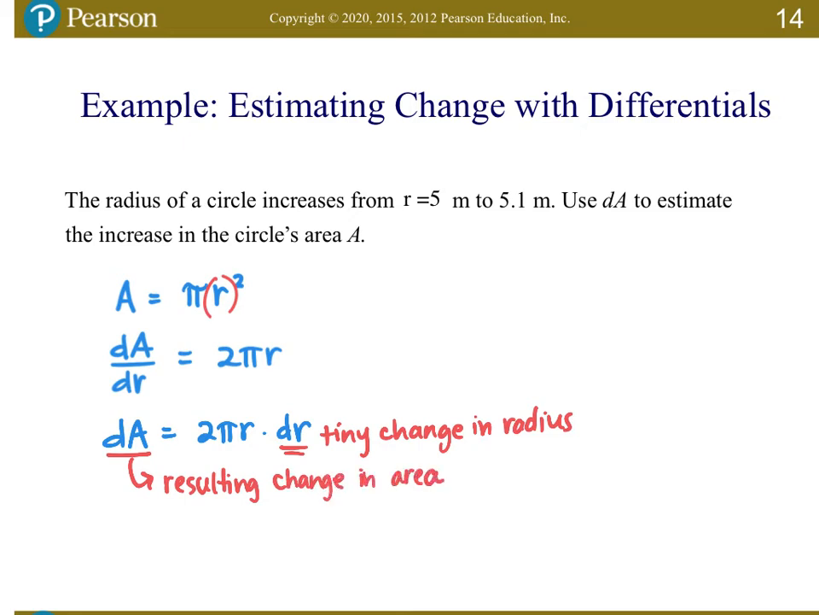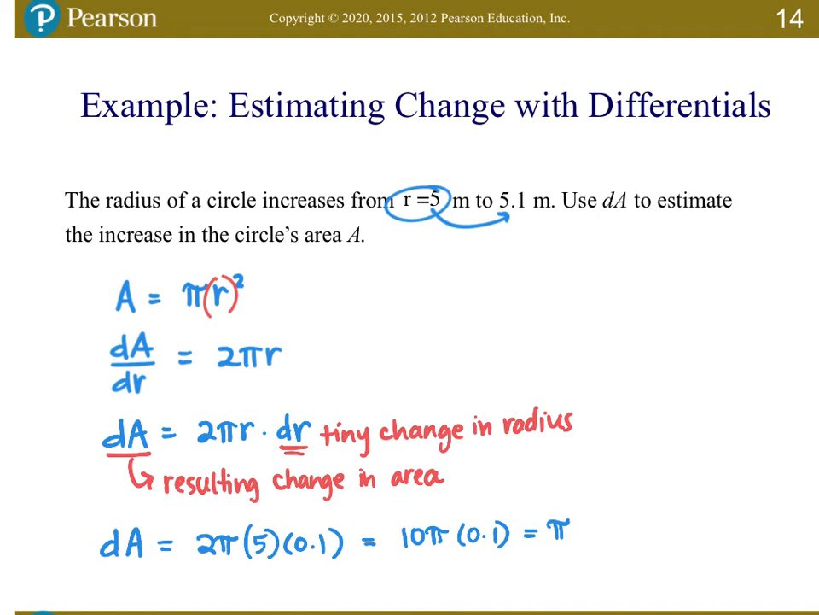So it won't tell you what the area will be, it'll just tell you how much it will change. So dA in this case is 2 pi, r is 5, and dr represents how much we're changing it by. So it's not 5.1, but it's the change or the difference between that. So that would be 0.1. So then we multiply those together. So we'll have 10 pi times 0.1, which is just pi.